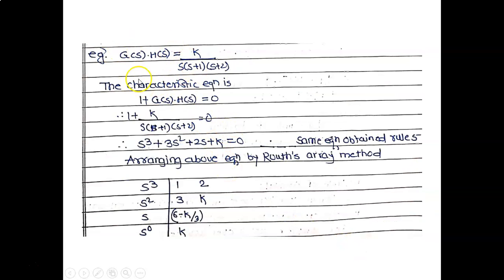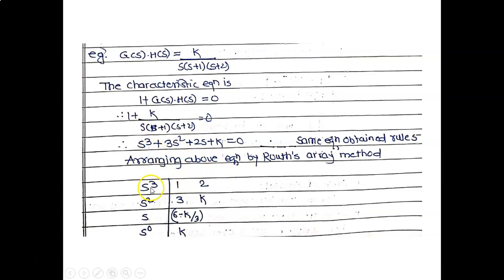Therefore, consider again the characteristic equation G(s)H(s) is equal to k divided by s into bracket s plus 1 into s plus 2. The characteristic equation is 1 plus G(s)H(s) is equal to 0. Therefore, substitute the value of G(s)H(s). We are getting s cube plus 3s square plus 2s plus k is equal to 0. Now, we can write this equation in the Routh's array as follows.